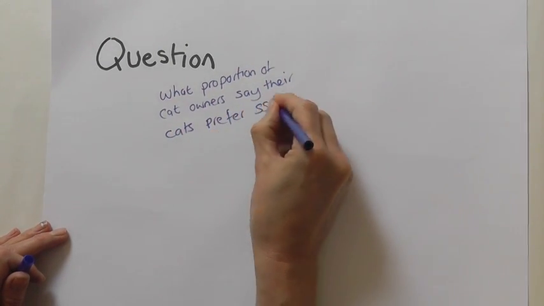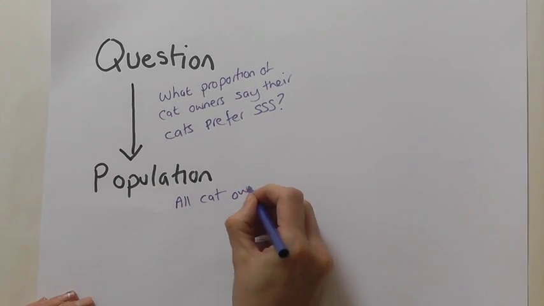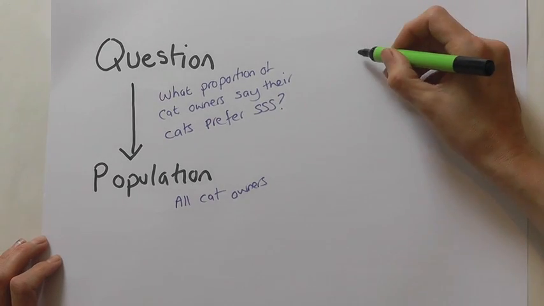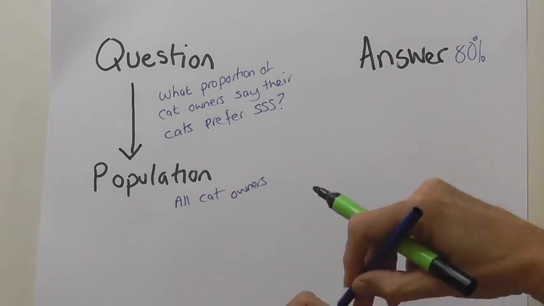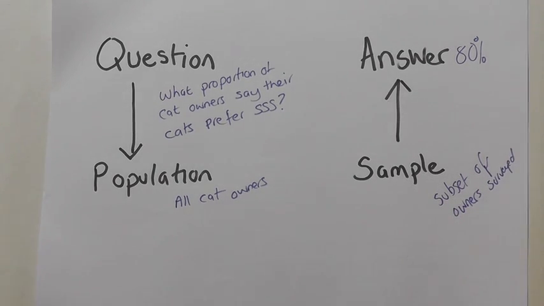The question, what proportion of cat owners say their cats prefer Super Sammy snacks, is being asked about all the cat owners, in Stats Talk, the population. But it's being answered using only a subset of the cat owners. In Stats Talk, a sample. The process of obtaining the sample from the population, that's known as sampling.